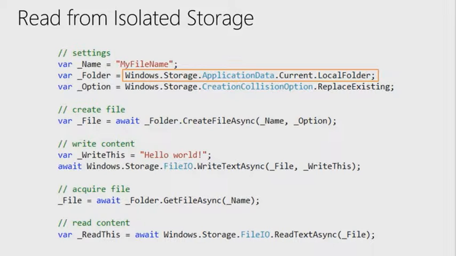You can go get that local folder, and then from there you can create a file if you want to, delete a file, anything you want, and you have full permission inside isolated storage. So creation collision options are pretty interesting. Yeah, well, you have to be careful. If you're gonna try and open a file that's not there, then you're gonna have to handle that some way.